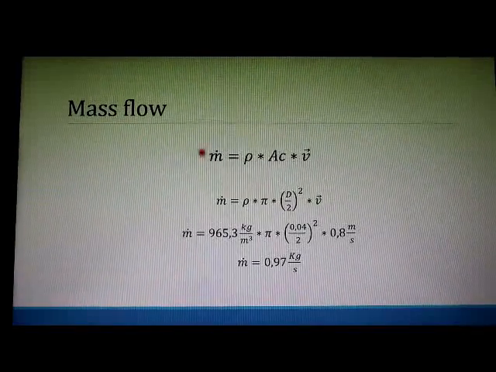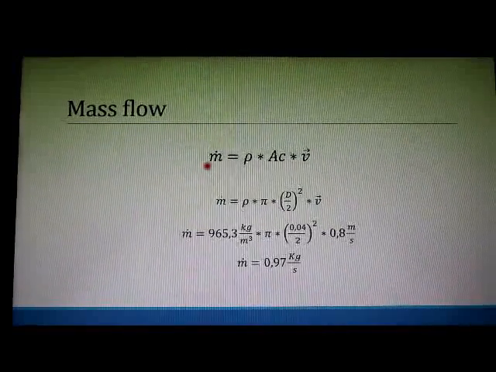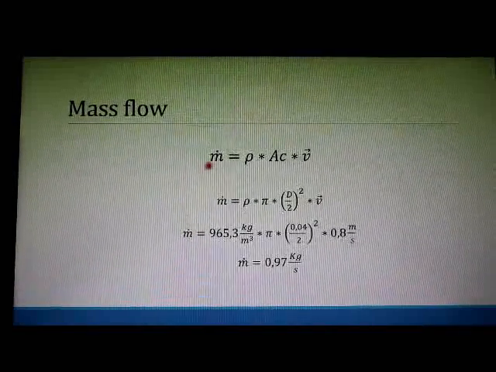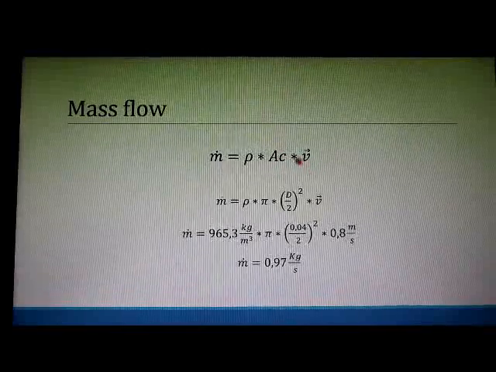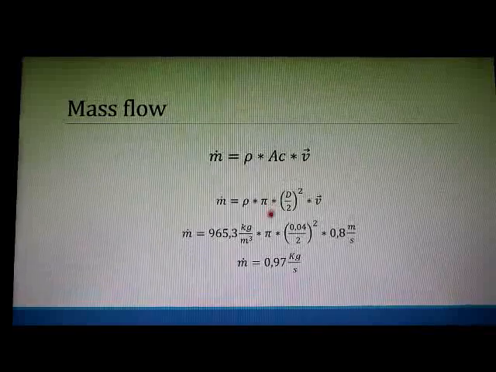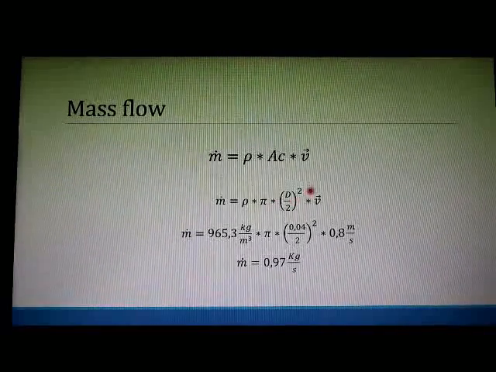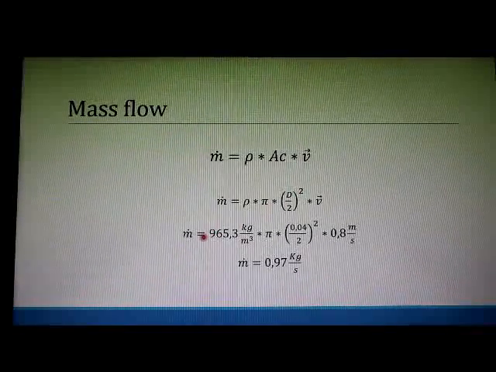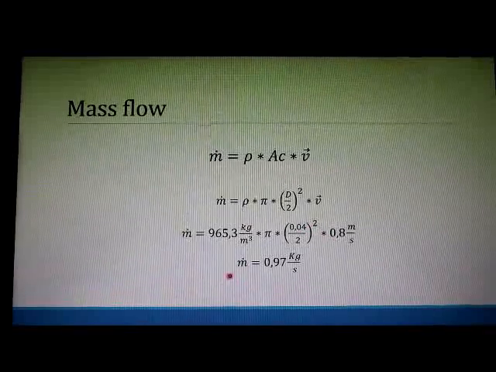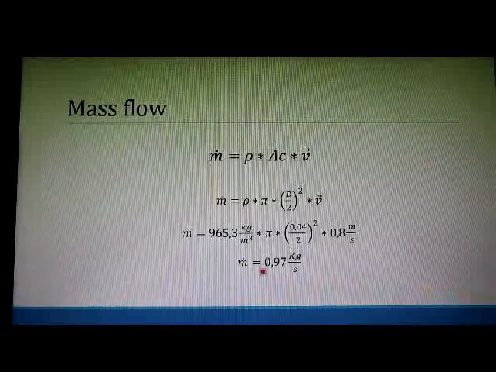The mass flow is given by this equation. This equation says that the mass flow is equal to density times the transversal area times the velocity. This transversal area is pi times diameter squared divided by 4. Okay, now we can replace all this data, and we know that the mass flow is 0.95 kilograms per second.